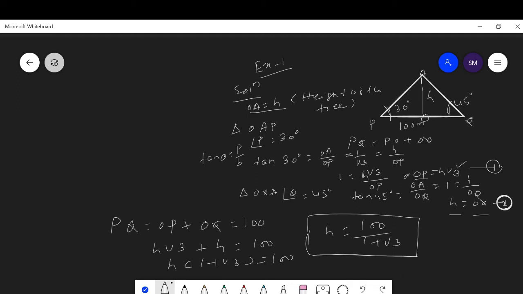As we know that the width of the river is 100 meters, it means PO plus OQ is equal to 100 meters. Then from equations 1 and 2, we get OP plus OQ is equal to H root 3 plus H, which is equal to 100. Then taking H common, we get H into 1 plus root 3 is equal to 100. This means H is equal to 100 upon 1 plus root 3. This is the answer. Okay.